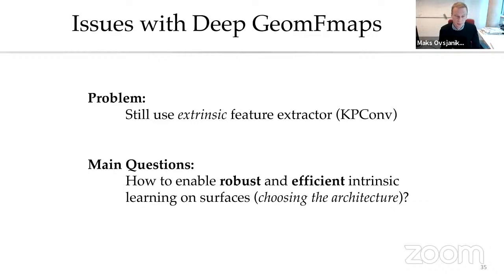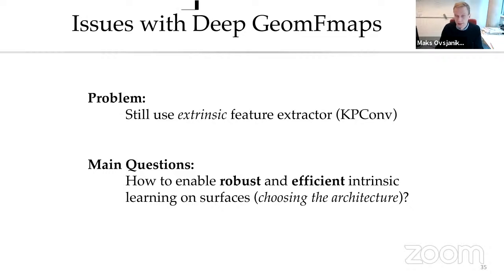But there are still two major issues. The first one is that we are using an extrinsic feature extractor. This is something that both Michael and Marietta alluded to. And this is this KPConv feature extractor, which is just based on point clouds. But we have surfaces. So it seems natural to try to learn directly on the surface.